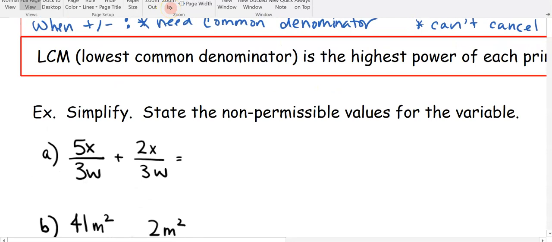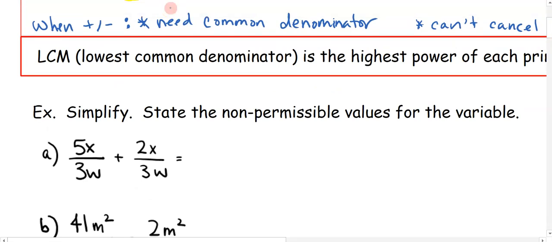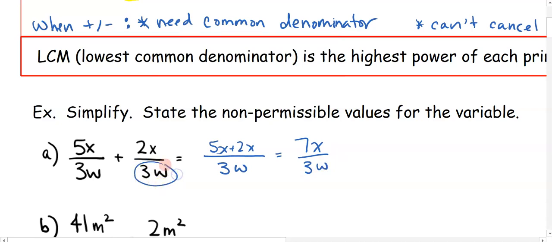In this case, I have my common denominator and I'm adding, so you just keep your denominator 3w and you add the numerators, right? If it's adding, you write adding. If it's subtracting, you write subtracting. You combine like terms and there you go, okay? Non-permissible values, again, are the values in the denominator that would get you to 0. So w can't be 0. So this addition simplifies down to this expression except when w is 0.